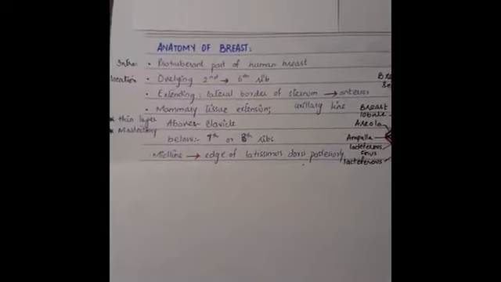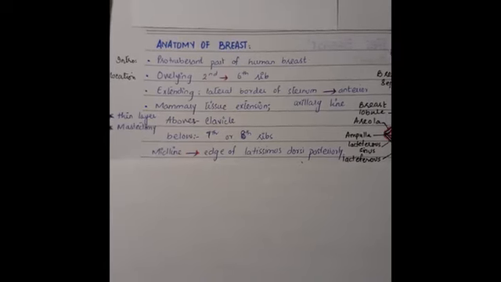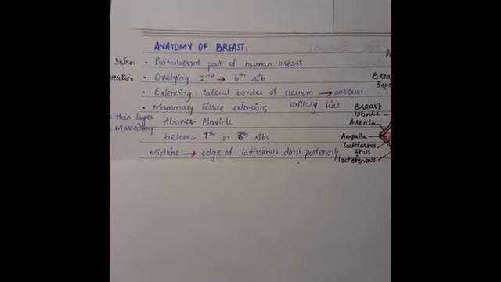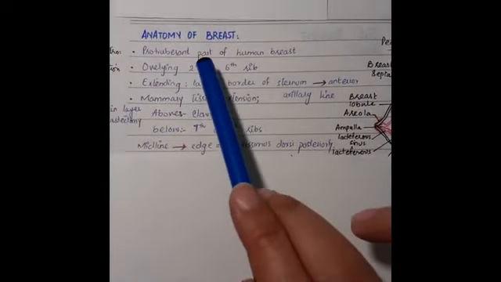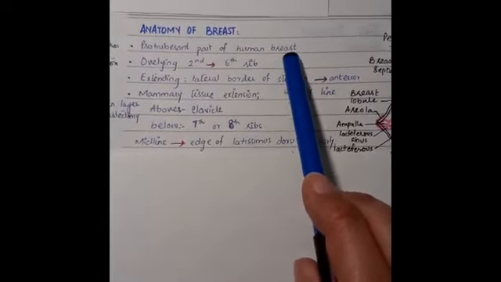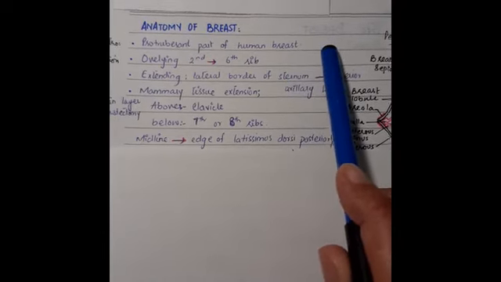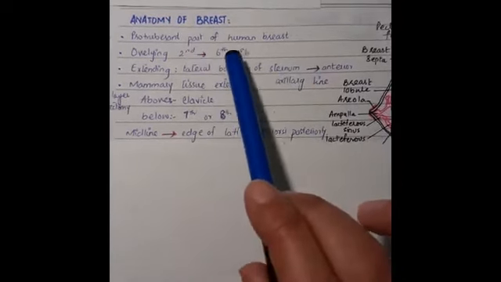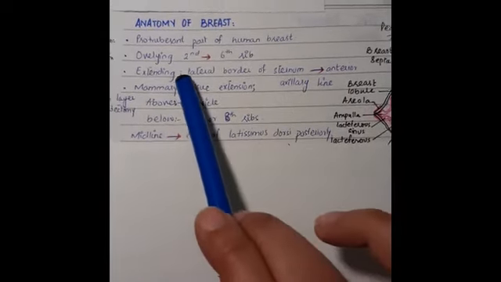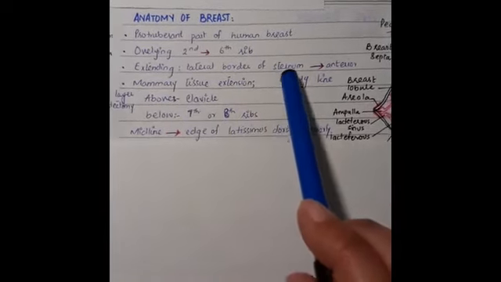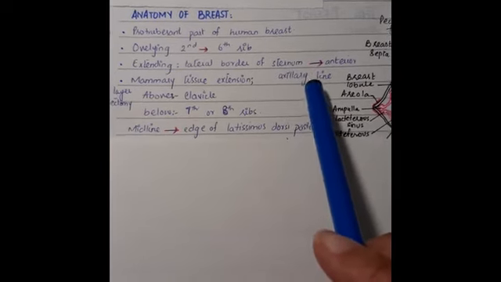Now I am going to tell you about some important points to remember for breast anatomy and its major structures. The breast is the protruding part of the human body and is a modified sweat gland. It overlies the second to sixth rib, including the intercostal spaces. Extension is from the lateral border of the sternum to the anterior axillary line.